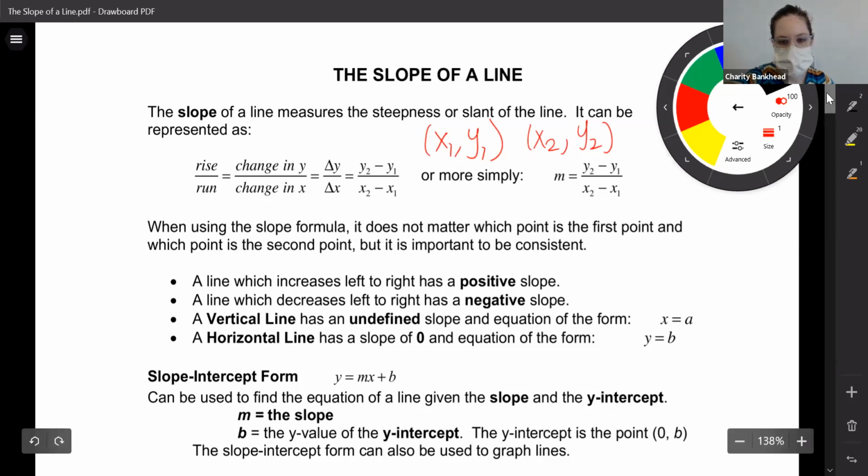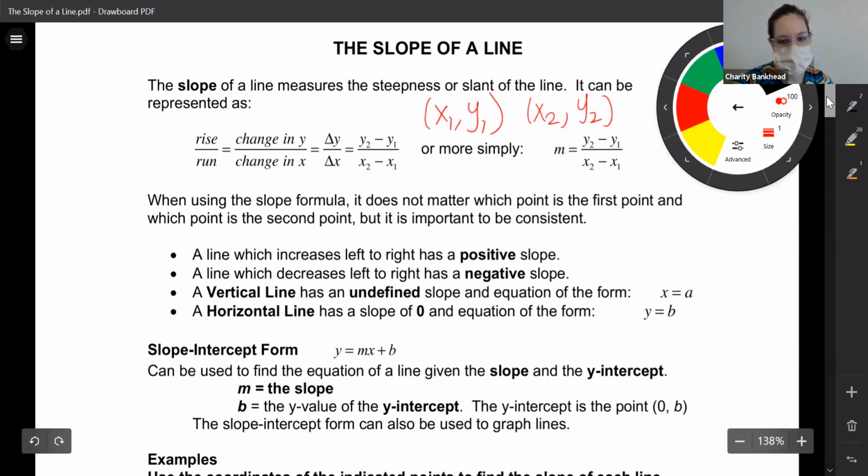If the line is going up from left to right, that's a positive slope. If it's going down from left to right, that's a negative slope. So this would be a positive slope. That would be a negative slope. If it's vertical, then that's an undefined slope, and horizontal would be a slope of 0.